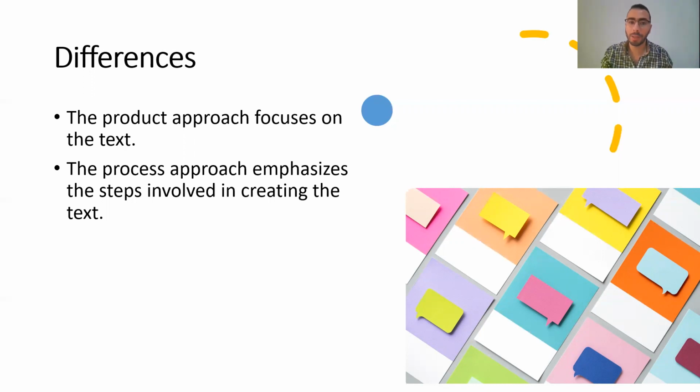In the process approach, it emphasizes the steps involved in creating the text, which can be a little bit more important for different learners, to teach them how to take it step by step. So this is the main difference between the product approach and the process approach.